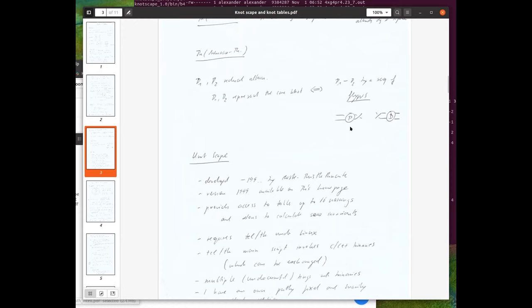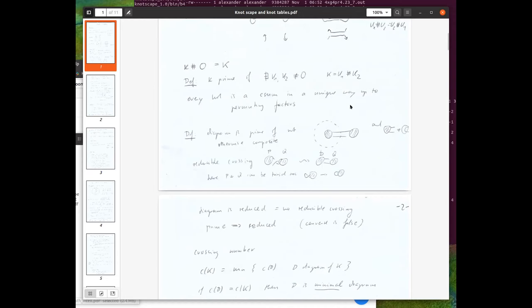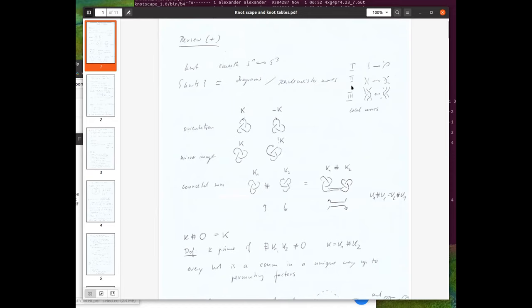Okay. So usually, I mean, first I started talking about moves between knot diagrams in terms of these three Reidemeister moves. But of course, you can compose more complicated moves from these Reidemeister moves, and one of them is this, which is called the flype.